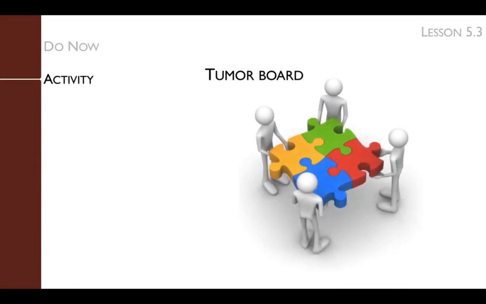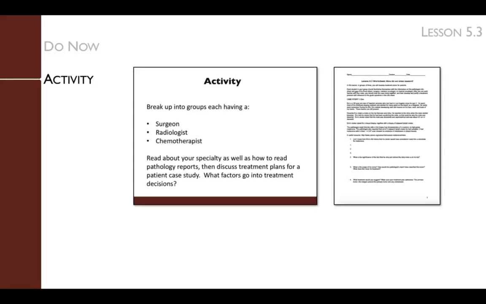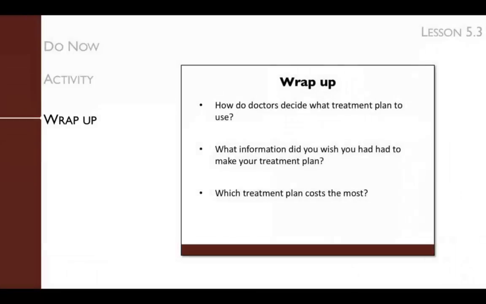The activity for the lesson is a tumor board jigsaw activity in which students split up into groups of 3 with one surgeon, one radiologist, and one chemotherapist to develop a treatment plan for a patient or multiple patients. Students will then be given a doctor's treatment plan and evaluate the doctor's treatment plan compared to their own plan. In the wrap-up, students should discuss the relative strengths and weaknesses of each treatment plan and think about what factors can influence the treatment plans.